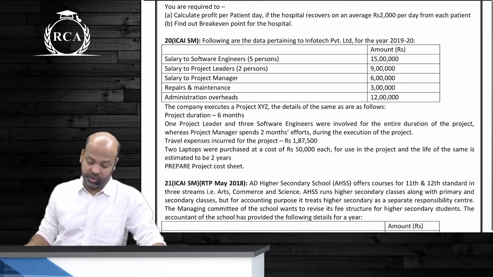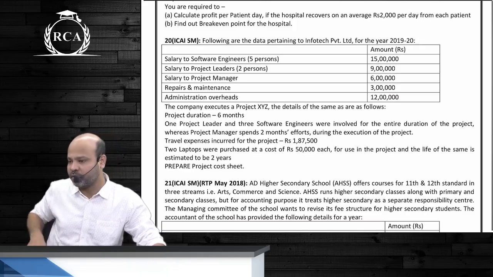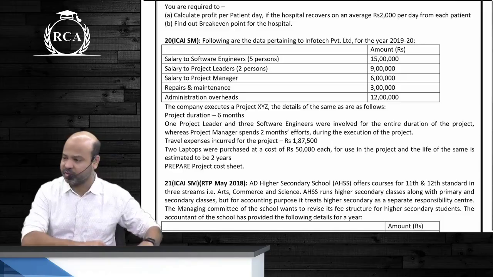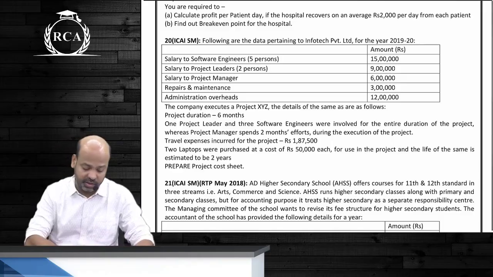Prepare project cost sheet. Calculate in rough and tell me, what do you think will be the total amount? It's a very simple question. The chance of this coming in the examination is less. They don't give such easy questions.